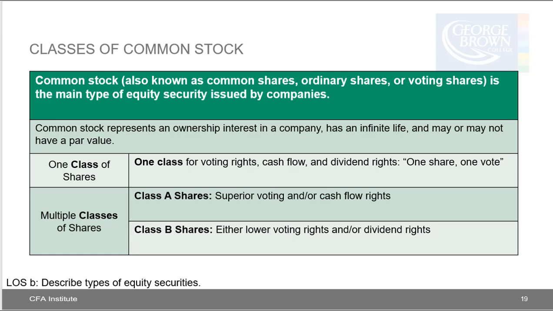So there's an important thing to understand with regards to classes of shares. When there's one class of share, one class for voting rights, cash flow, and dividend rights, it means one share, one vote. But you have to understand that some companies can issue multiple classes of shares. There might be a Class A share that has superior voting and or cash flow rights, and a Class B share that will have lower voting and or dividend rights.